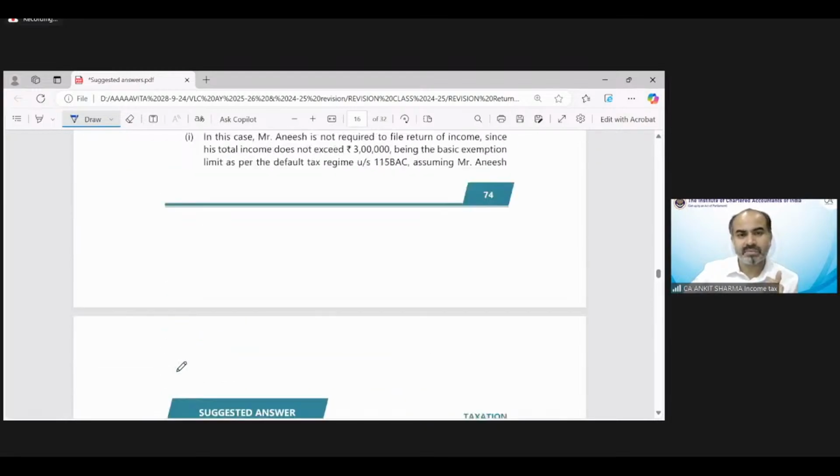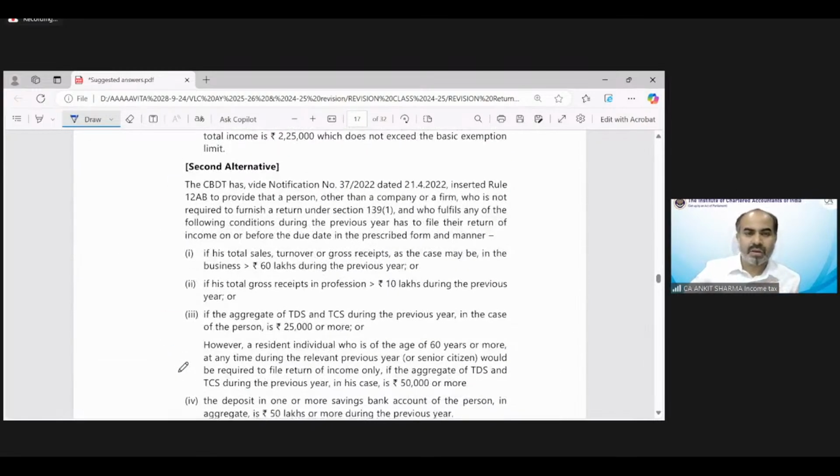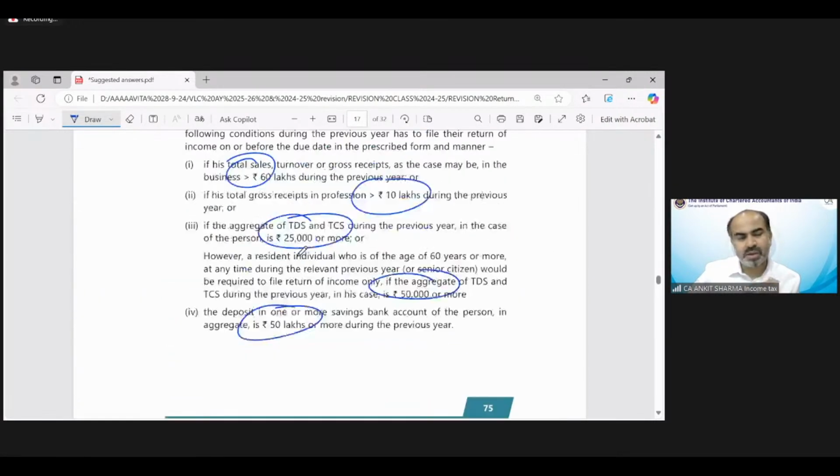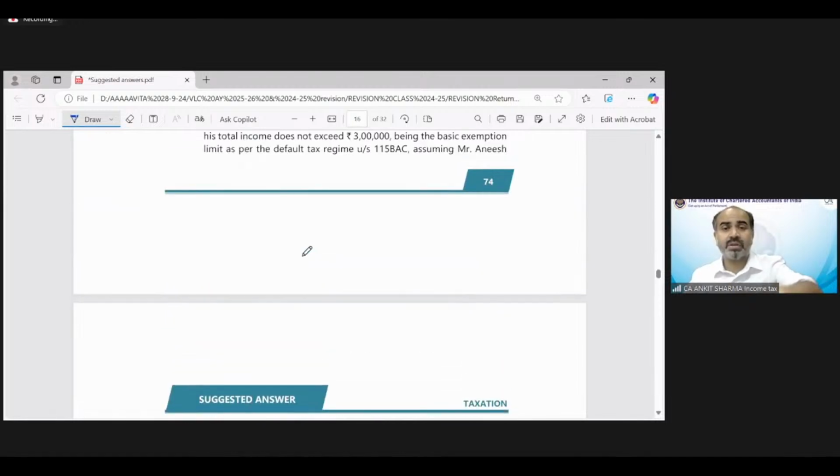You can see, if turnover exceeds 60 lakh rupees, receipt is more than 10 lakh, TDS 25, 50, deposit 50 lakh, etc. So even you can answer those parts also. So that is the May 2024 question. Now let me show you the November 2023 question, and in that question the TRP provision has been asked. The tax return preparer question and the provision has been asked. That is also for 4 marks, I guess.